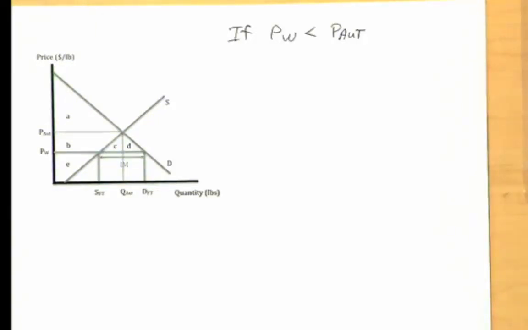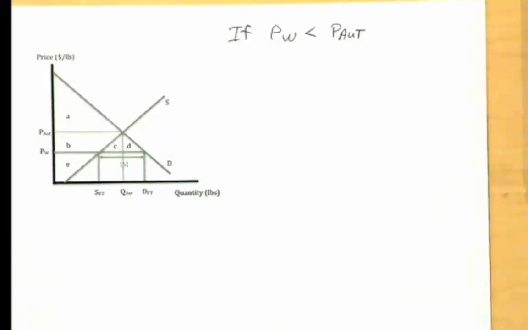Now, as soon as I start doing that and others start to do that, because they can find these lower prices abroad, domestic firms are going to have to respond to the competition. And the way they're going to have to respond is, well, they can't sell their product at PAUT anymore. Every consumer can easily access the products abroad and buy them cheaply. So therefore, there's going to be less demand for the products at home, and that's going to push the price of the products at home downward.